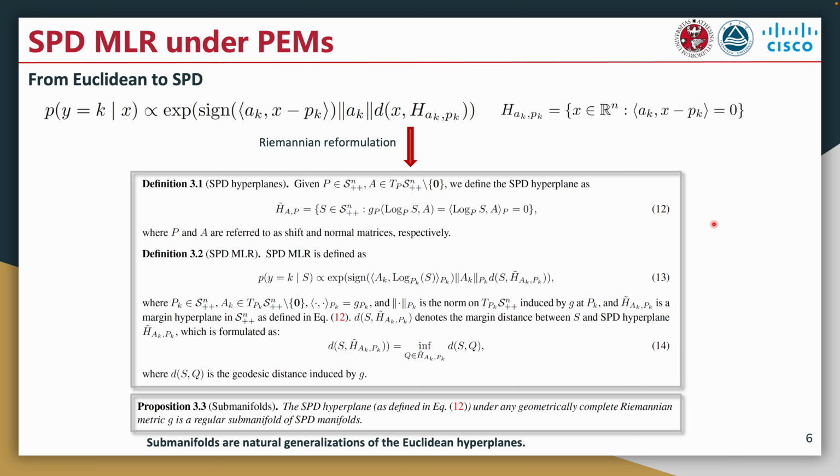We first reformulate the hyperplane and the MLR into SPD, shown in definition 3.1 and 3.2. The hardest point is to solve the distance to the hyperplane, which is the optimization problem in EQ14. Basically, we are solving EQ14 under any PEM. Before we show the solution, we also want to point out that our definition 3.1 of the SPD hyperplanes is meaningful because the SPD hyperplanes are submanifolds, and submanifolds are natural generalizations of Euclidean hyperplanes.